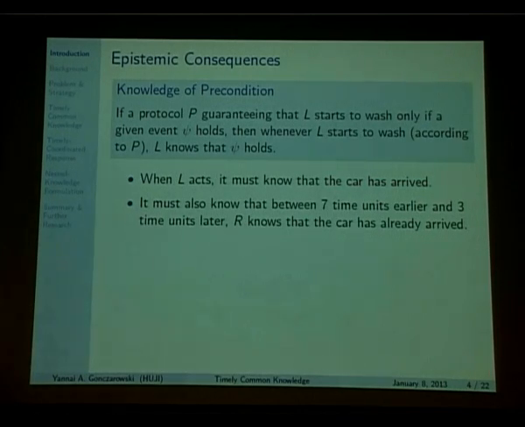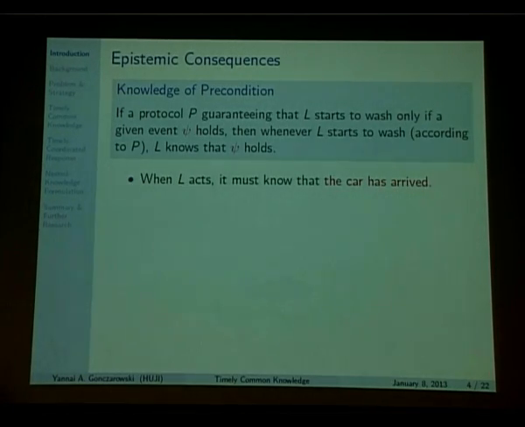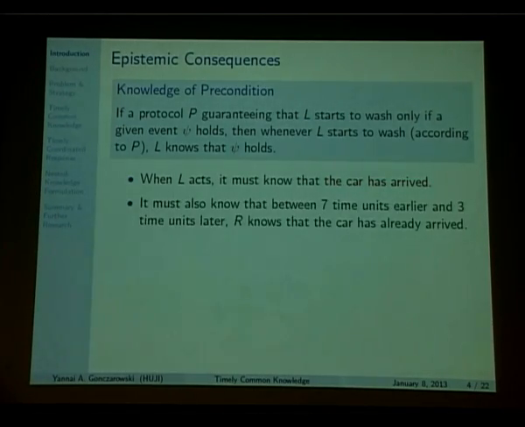Now, L, we said that when it acts, it must know that the car has arrived. When R acts, it must know that the car has arrived. And when L acts, it must know that between 7 time units earlier and 3 later, R has started to wash. So we can concatenate these and get that L must know that between 7 time units earlier and 3 later, R knows that the car has arrived.